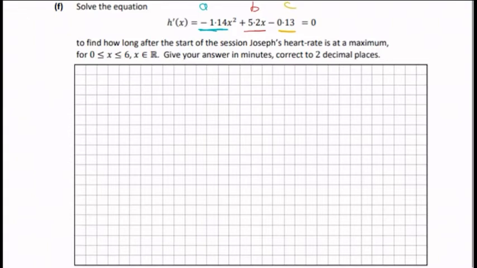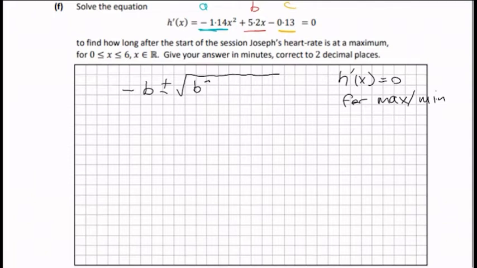Alright, so let's do the minus b formula, as this will give us the time, because remember h dash of x is equal to 0 for max and min. So it's going to get the max in this case. The minus b formula is minus b plus or minus the square root of b squared minus 4ac, over 2a. It's in your log tables, page 25.